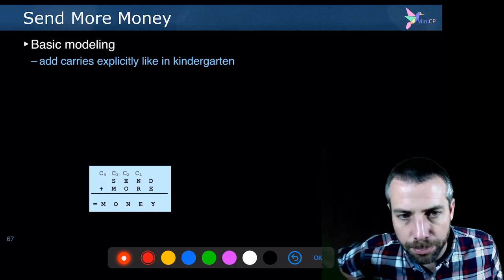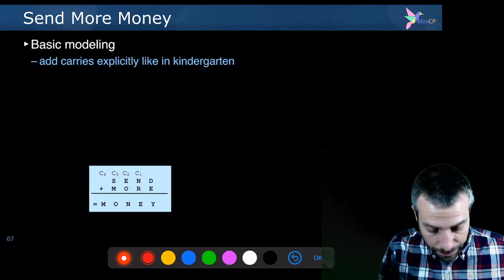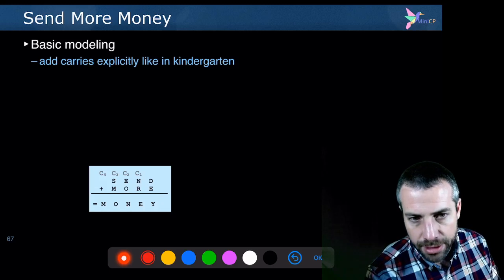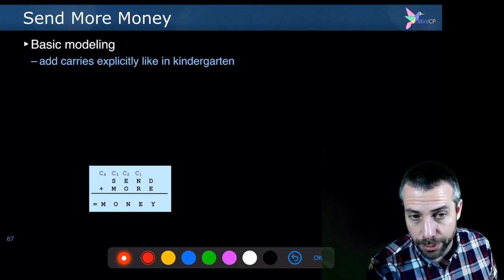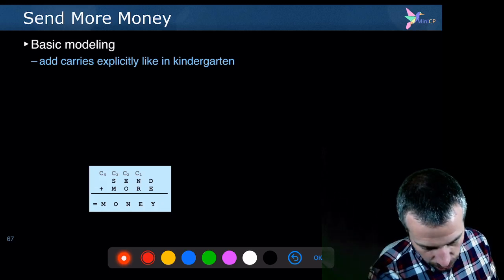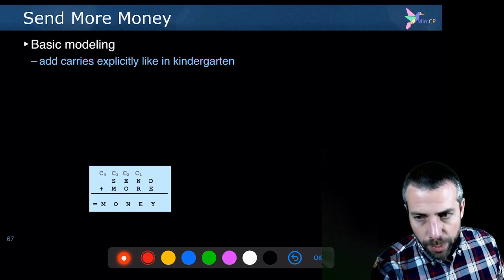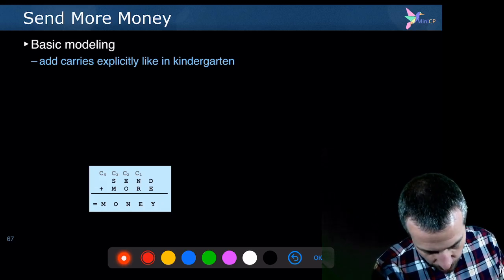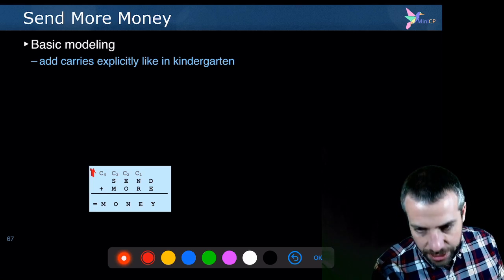The send more money problem is a puzzle where you have to decide for every letter of the puzzle a value between 0 and 9 so that the addition holds. The way we will model this problem is by introducing what we call carry variables for representing the sum.